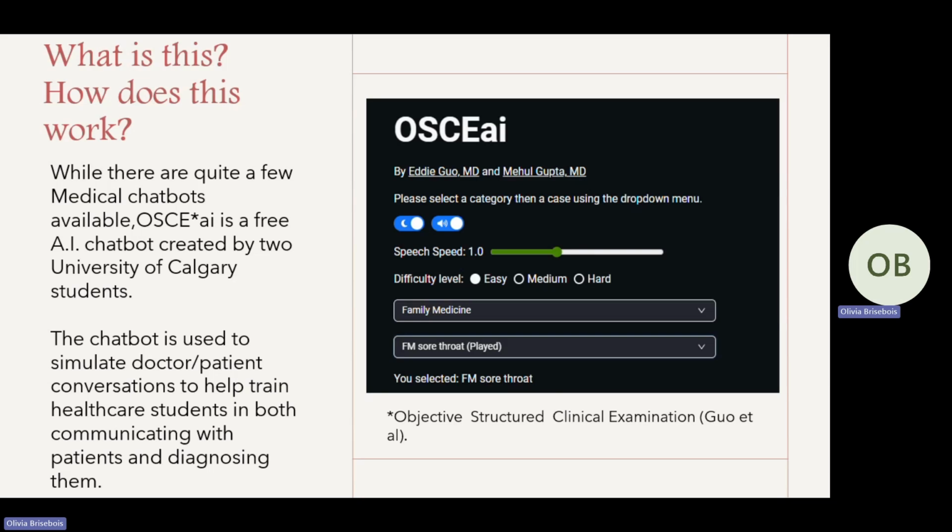As you can see here, I have an example, and there are 3 difficulty levels. You can select how fast it goes. You can select which field of medicine you're coming from, like family medicine. There's also dentistry. And then you can select why they're there to see you.